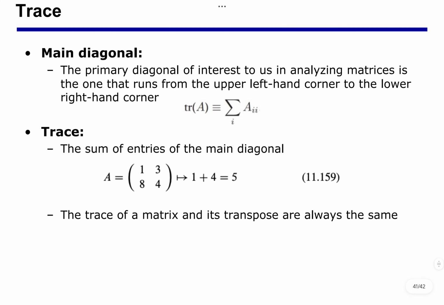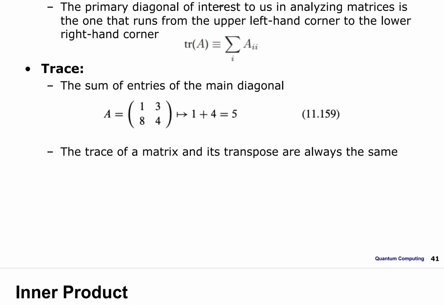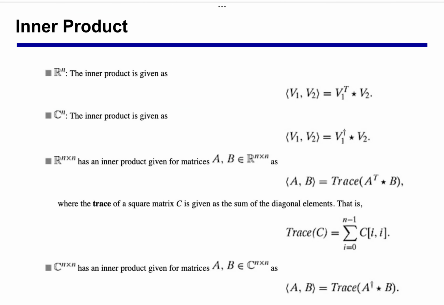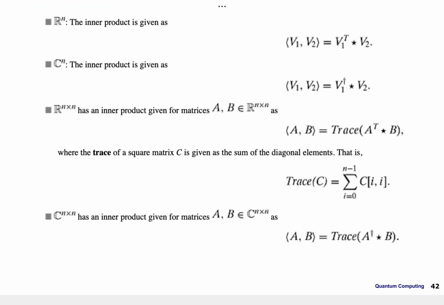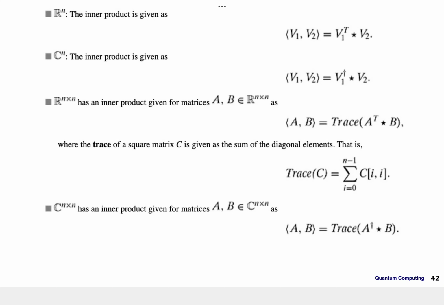Norm and length, I don't know. Trace, main diagonal means that trace is the diagonal summation. Inner product and trace. The bracket A B means that it has A dagger times B.